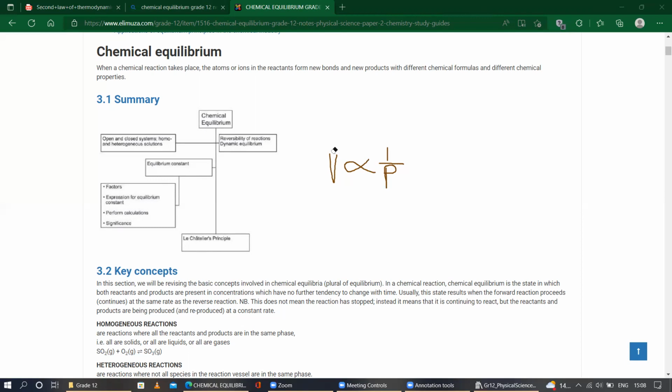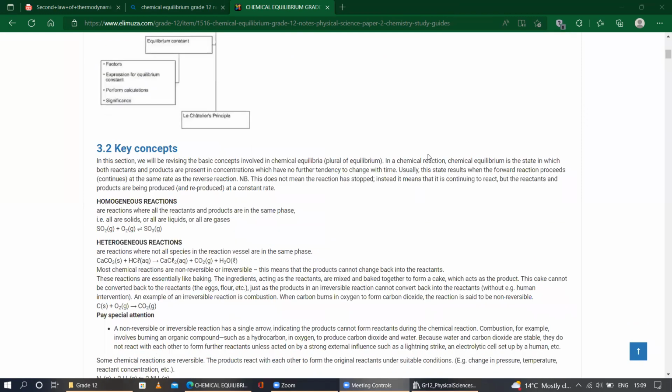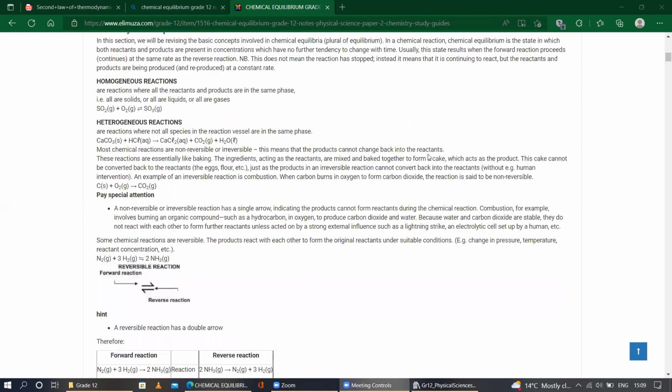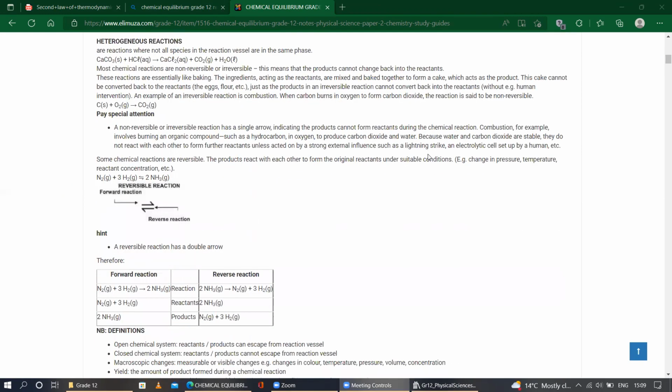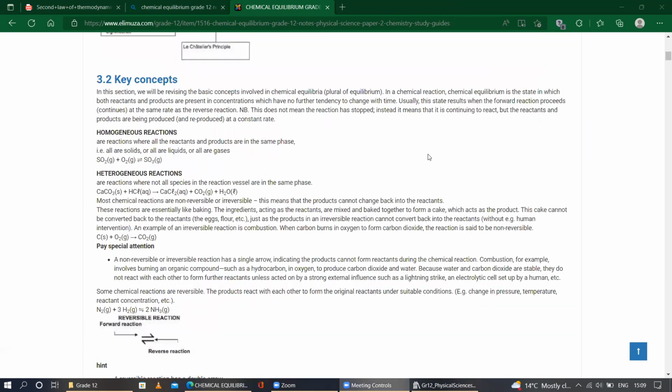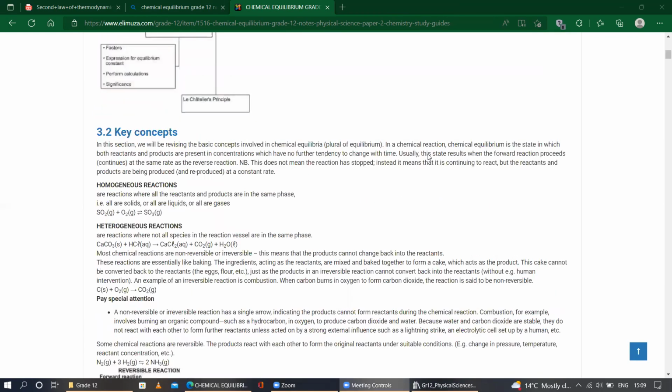And in some situations, they might tell you that the volume increases. So you have to relate the volume to the pressure. Do you understand that part? Yes, sir. Okay.